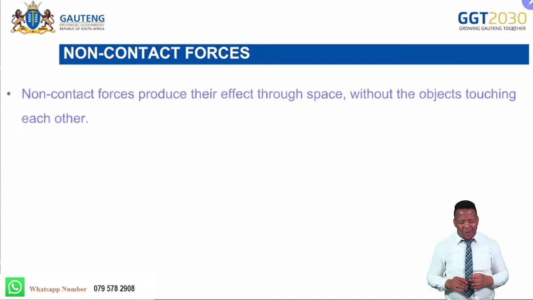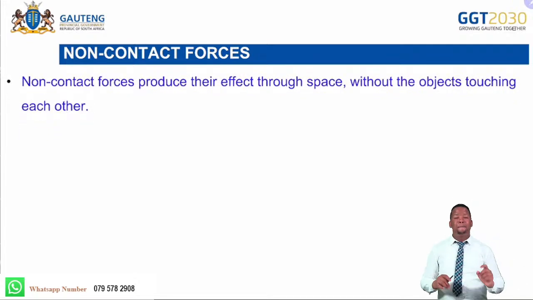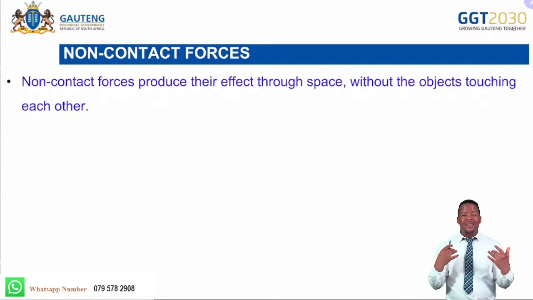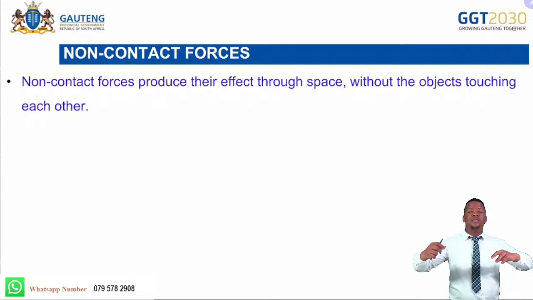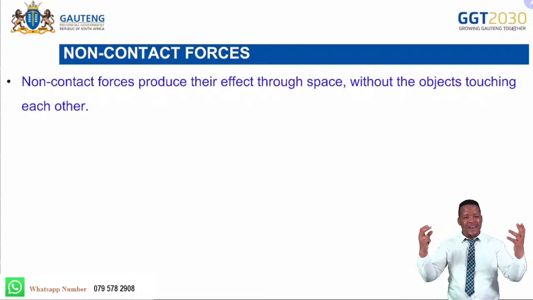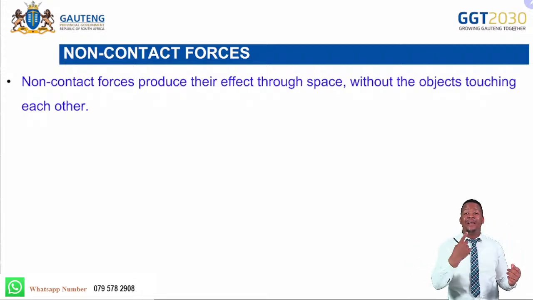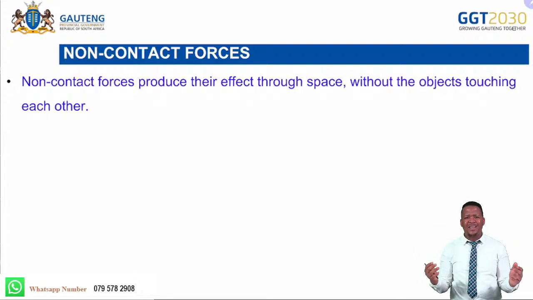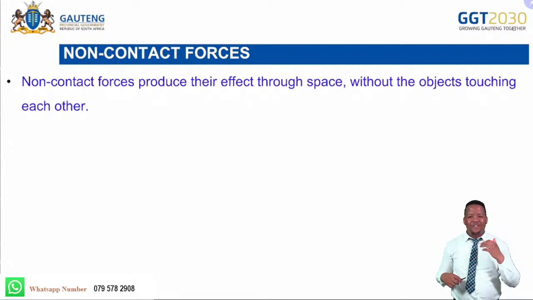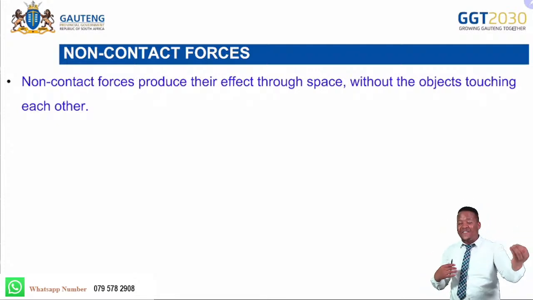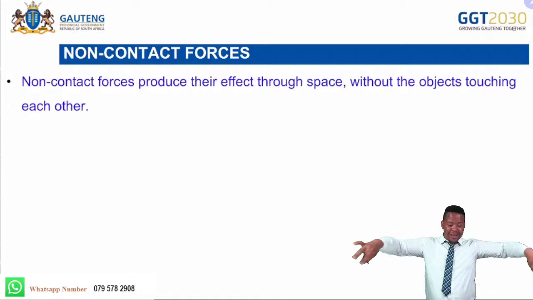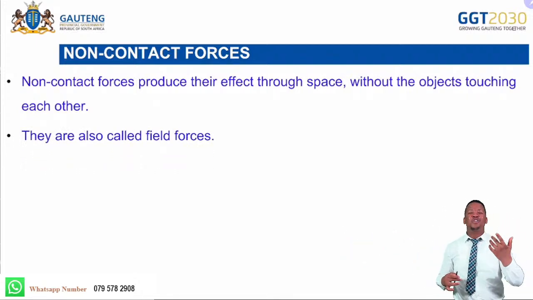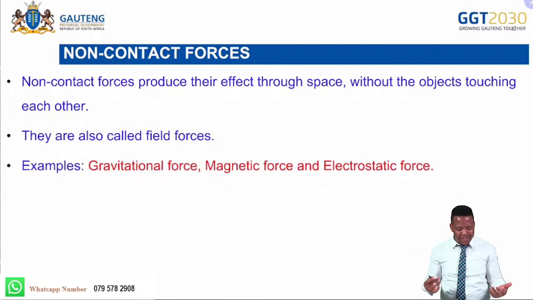Let's check them out. Non-contact forces produce their effect through space, meaning the force can take place without the objects touching one another, or the force can be experienced without contact between two objects. In simple terms, non-contact forces produce their effect through space, right? Without the objects touching each other. They are also called field forces.